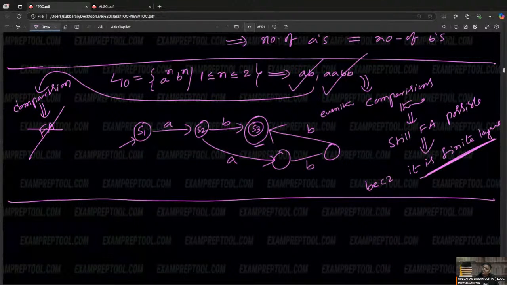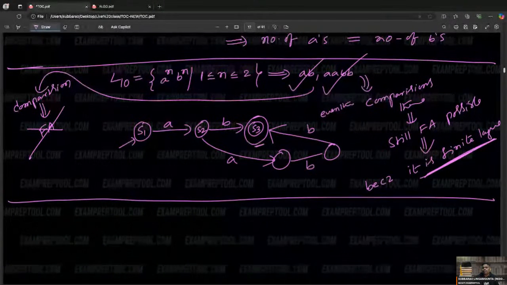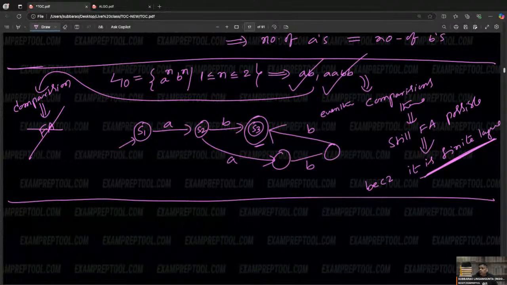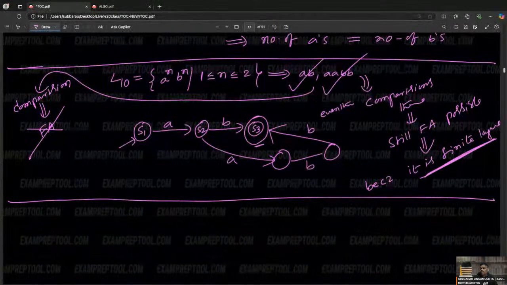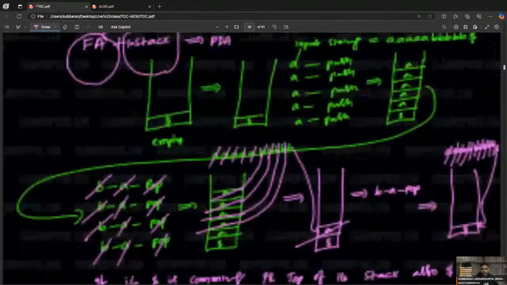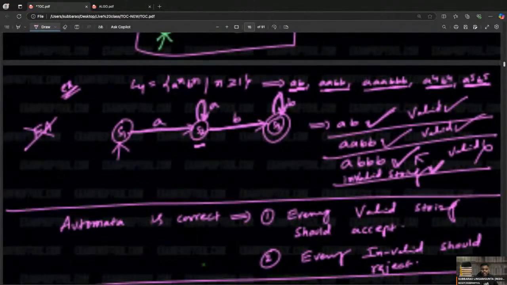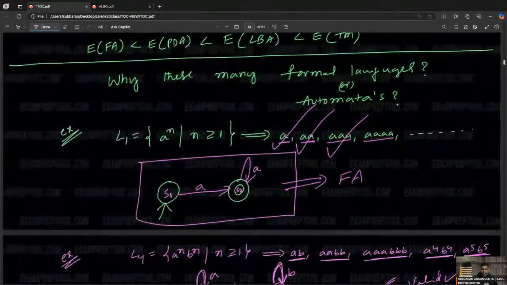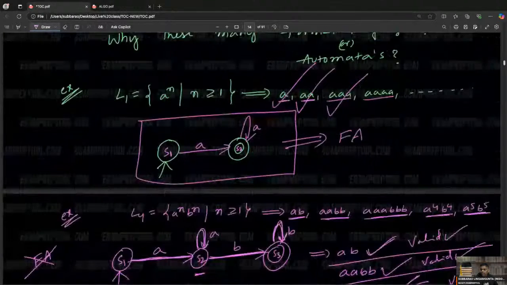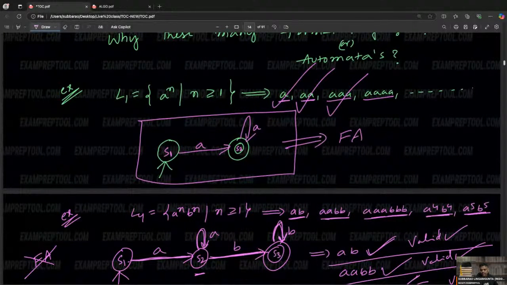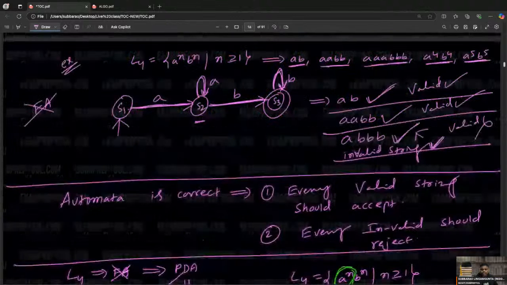Computer is there, why something else? Everything will do some work. If you want to do more or complex work, you have to go to a bigger machine. So L1, fine. If you check this one, L1, finite automata is possible because no comparison is there. In L1, there is no comparison because there are only A's. With whom will you compare?